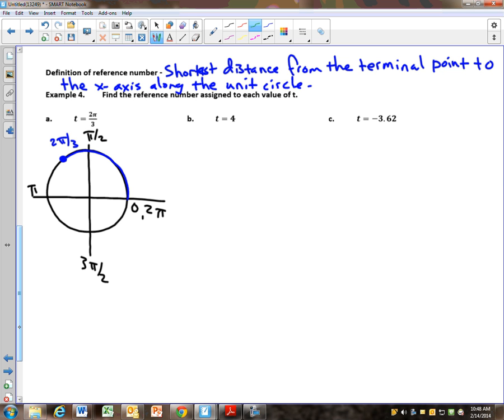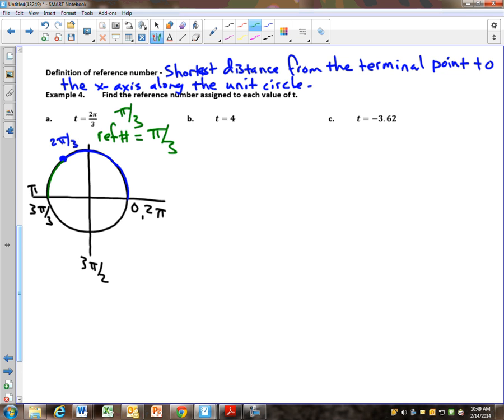If you look at the definition, it says the shortest distance between the terminal point and the x-axis. It's always the x-axis. Which would be a shorter distance to travel, the blue distance or the green distance? The green. So we have to figure out how far you would travel to get from 2 pi over 3 to pi. If you rename pi as 3 pi over 3, you can see that you would simply have to travel pi over 3 further to get to that spot. That's it. So the reference number is pi over 3. You probably shouldn't use an equal sign because it's not equal to, but that's your reference number.